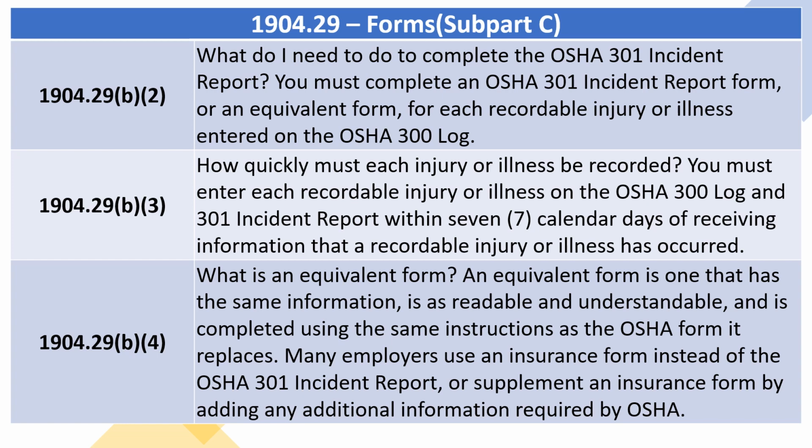1904.29(b)(4). What is an equivalent form? An equivalent form is one that has the same information, is as readable and understandable, and is completed using the same instructions as the OSHA form it replaces. Many employers use an insurance form instead of the OSHA 301 incident report, or supplement an insurance form by adding any additional information required by OSHA.